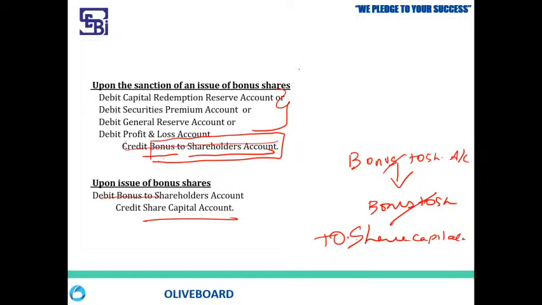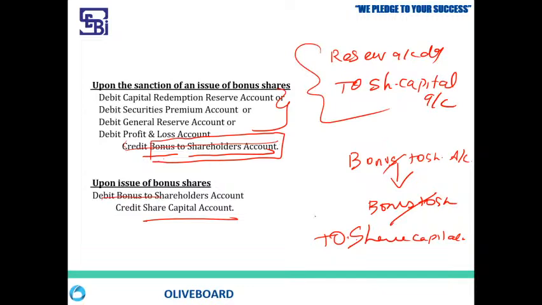At last, the final impact would be reserves account debit to share capital account. That's it. This is the entry, this is the impact. In between, I'm just parking one intermediary account called bonus to shareholders account. Instead of parking straight, I park it there, and then move it from this account finally to my share capital account.